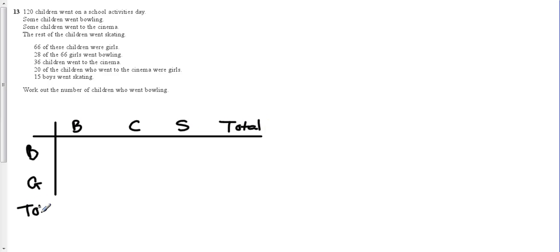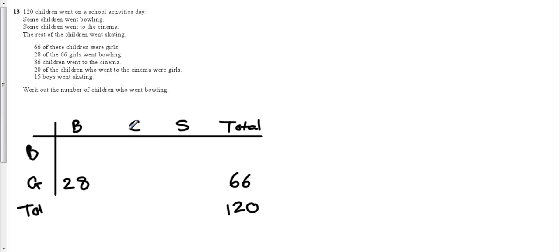and in both cases we just want to work out the totals in all those cases. So if we go through our information, 66 of these children were girls. Here's our girls, and in total 66 of them. The total number of children altogether was 120, so that information goes in that bottom corner there. 28 of the 66 girls went bowling, so of those 66, 28 went bowling.